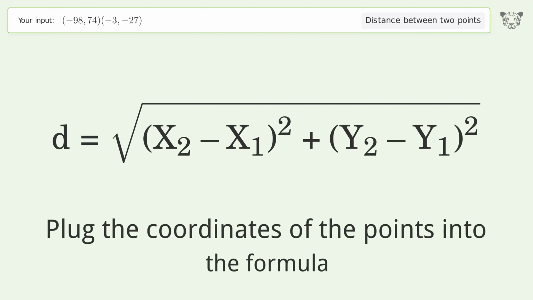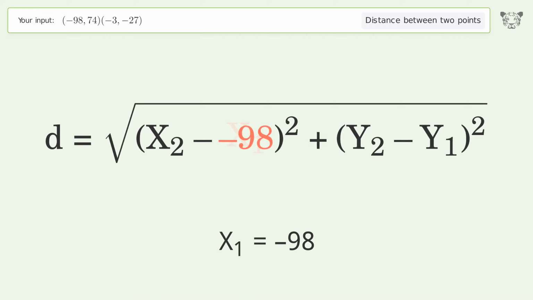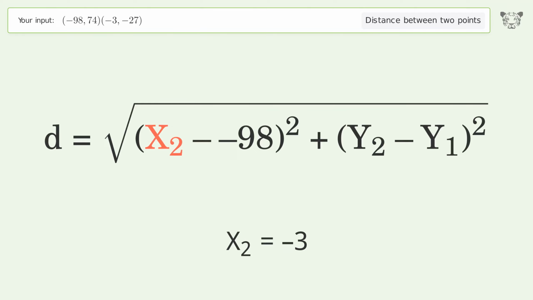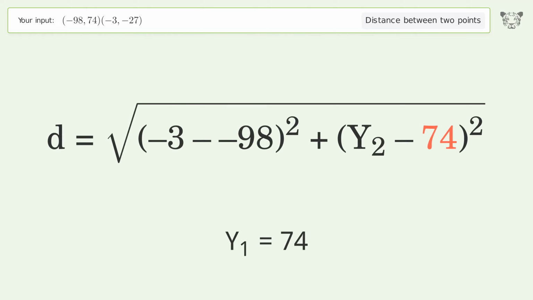Plug the coordinates of the points into the formula. x1 equals -98. x2 equals -3. y1 equals 74. y2 equals -27.